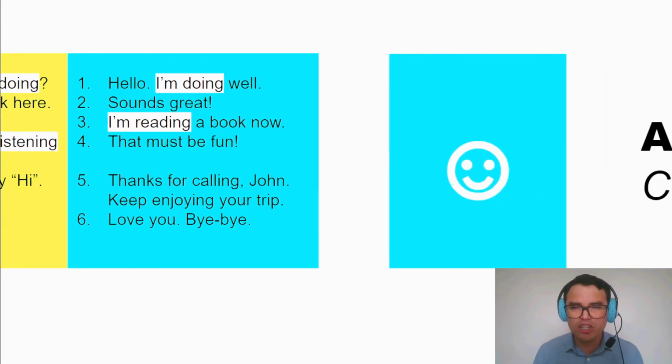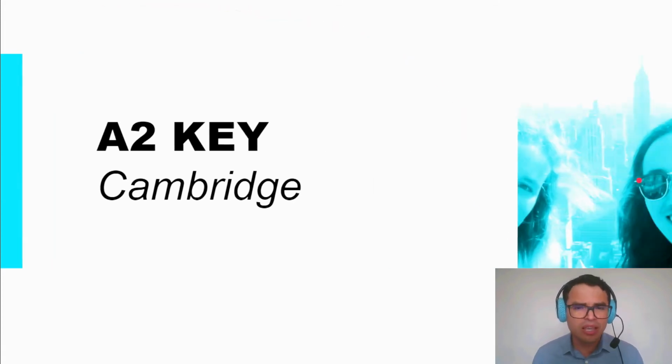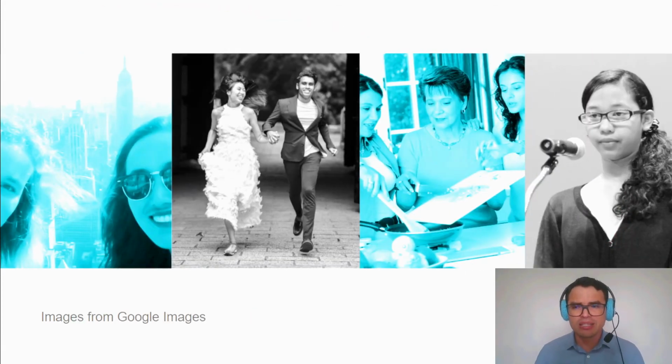Awesome. Now let's continue with some test-taking strategies, but now let's focus on the A2 Key Cambridge exam. When you take this exam, you're going to receive a set of pictures like this, and here, what will you be supposed to do? Here, you're not going to be talking about the pictures. You will be writing about the pictures. You will have to narrate a story based on 4 pictures, for example.